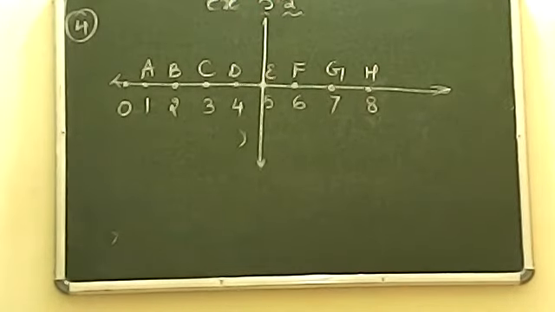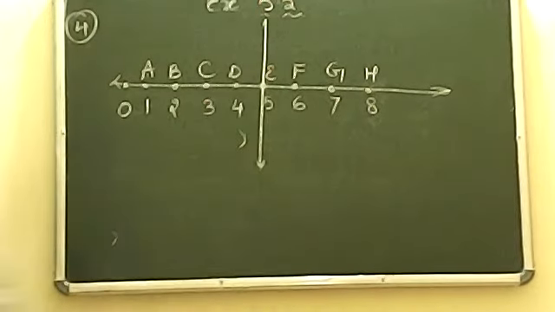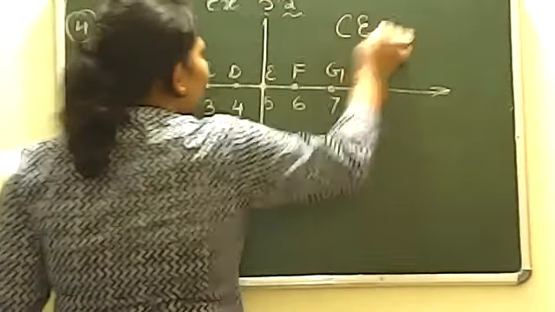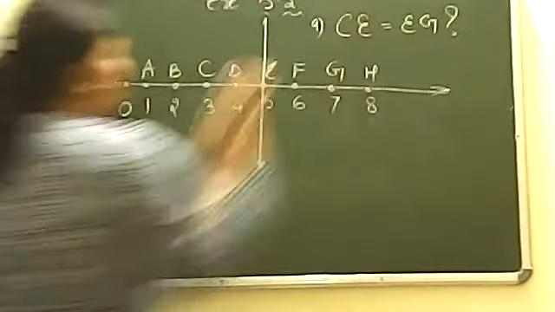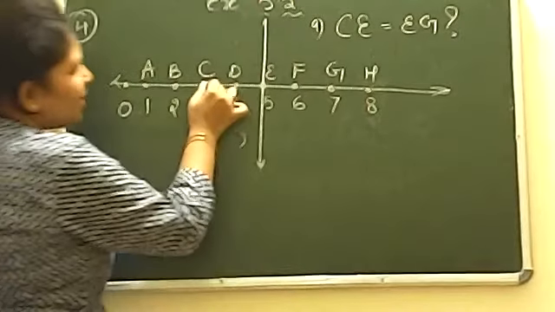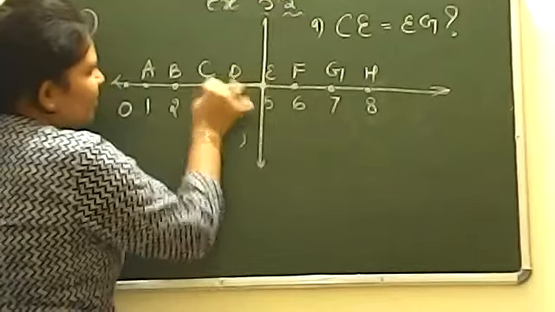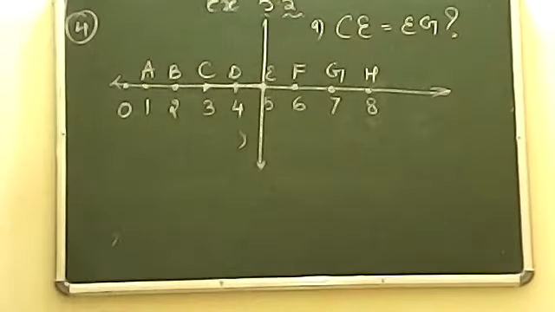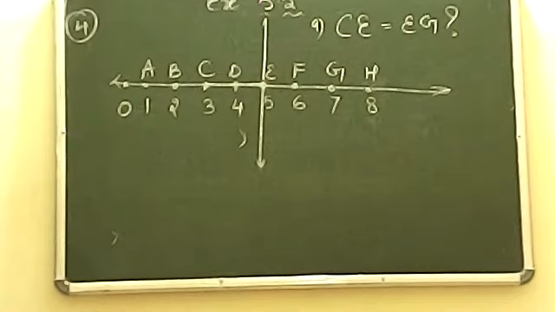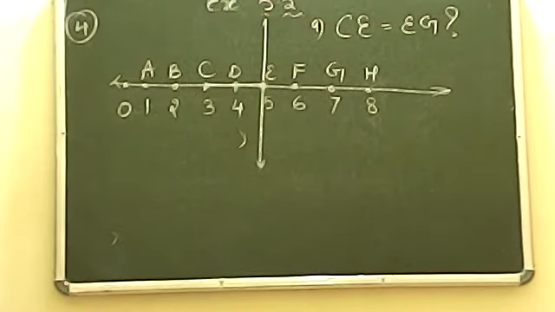The first one is asking, is CE equal to EG? आपसे पूछ रहा है CE जो लाइन है वो EG के इक्वल है या नहीं है. Yes or no. Now look at here CE. This is line CE. 3 to 4, 4 to 5. It means you have the gap of 2 between C to E. आपके पास 2 यूनिट का गैप है बेटा CE के बीच में.